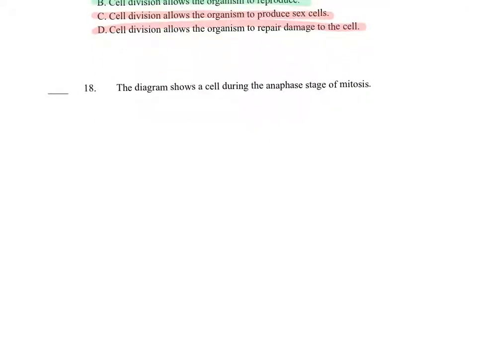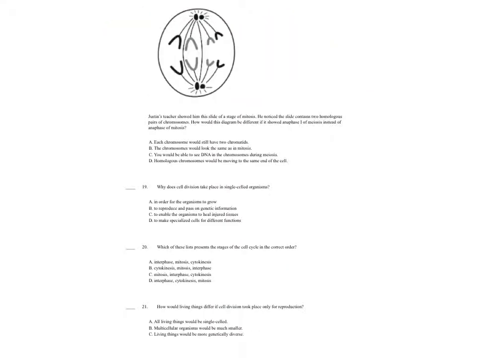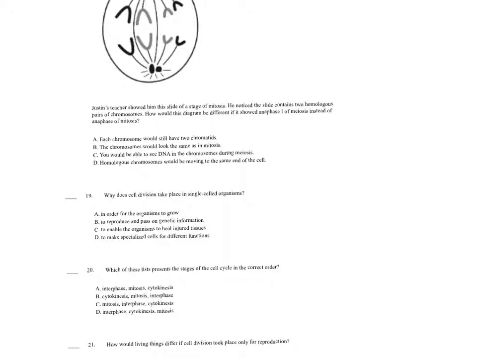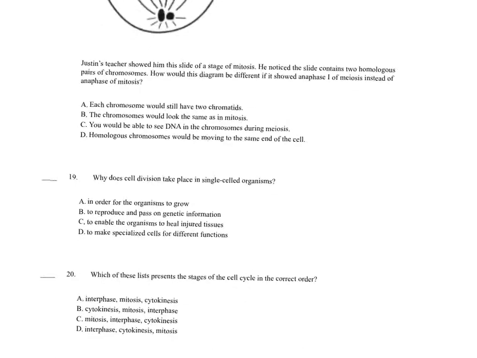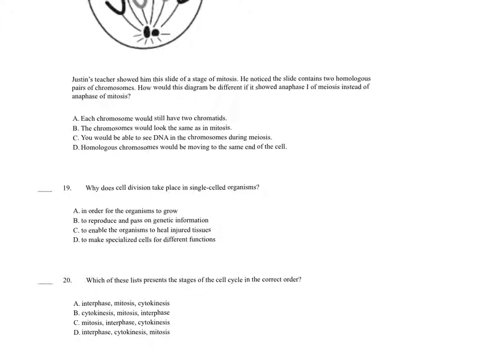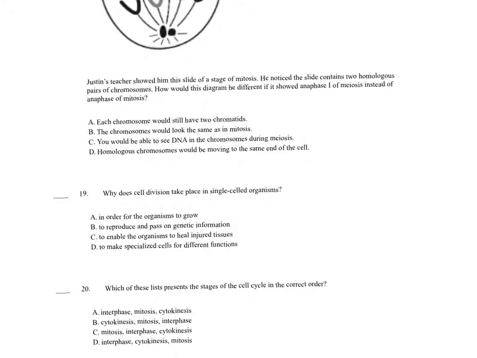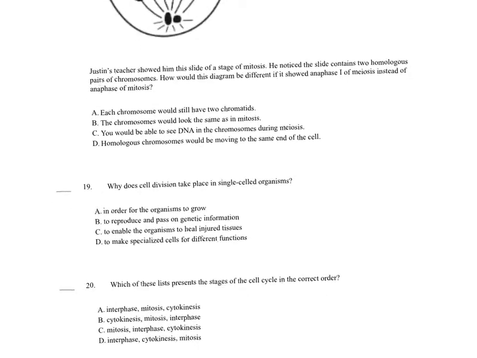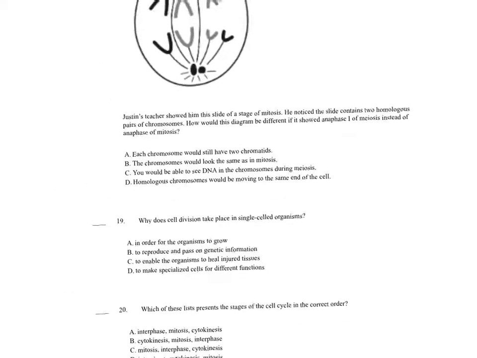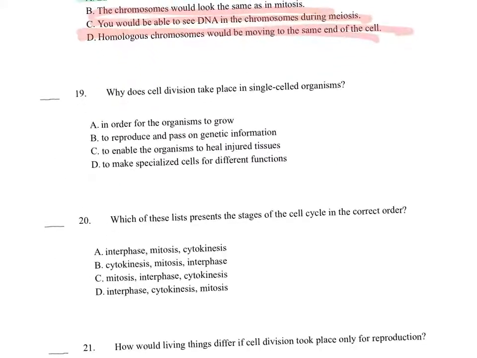The diagram shows a cell during anaphase stage of mitosis. All right. And we did this one already, yes? Or not? Is this different? All right, so Justin's teacher showed a stage of mitosis. He noticed that it contains 2 homologous pairs of chromosomes. How would the diagram be different if it showed meiosis, anaphase 1 of meiosis? Each chromosome would still have 2 sister chromatids. No, that's the one we did. We did this, didn't we? So it is A. The rest are wrong. We're good? All right. Any questions so far?